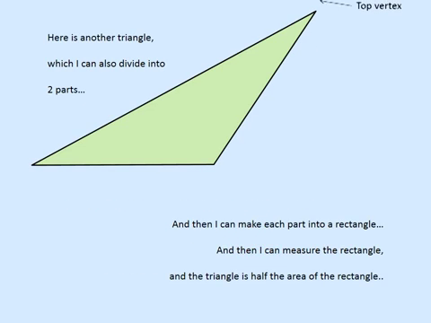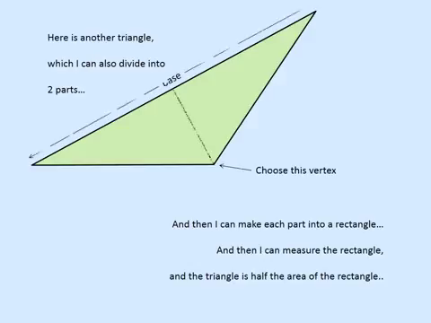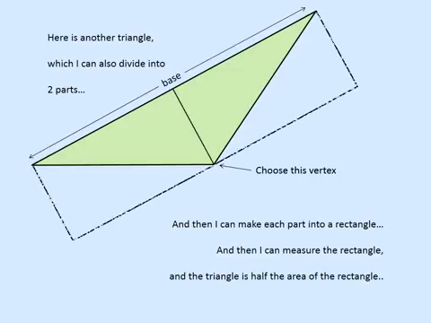And if the top vertex of the triangle is off to one side, I can just pick another vertex to draw my line to make a right angle with another side, which I will call the base, and I can again construct my rectangles and find half the area of the large rectangle.